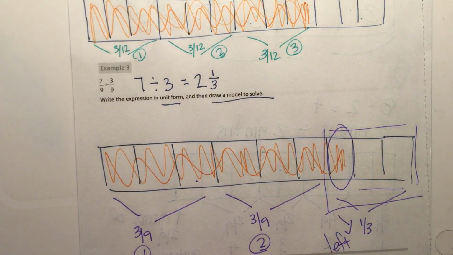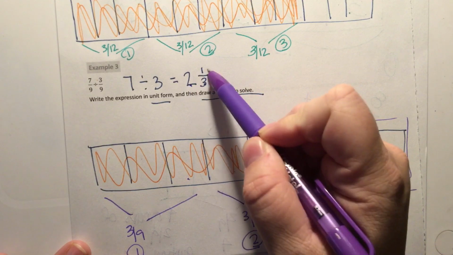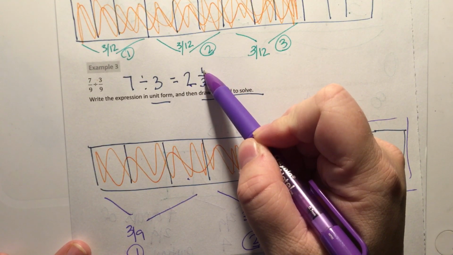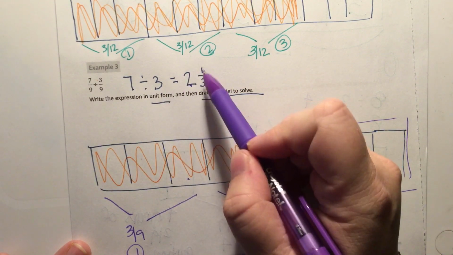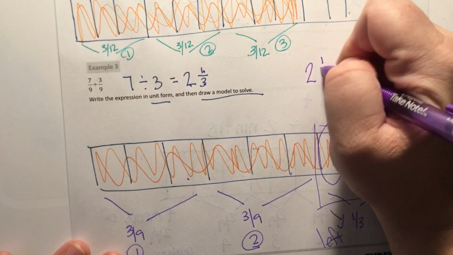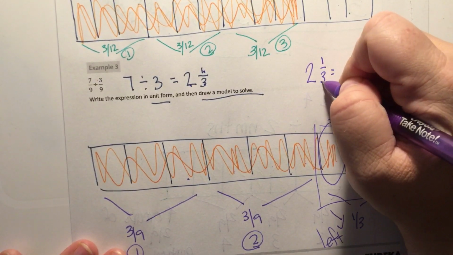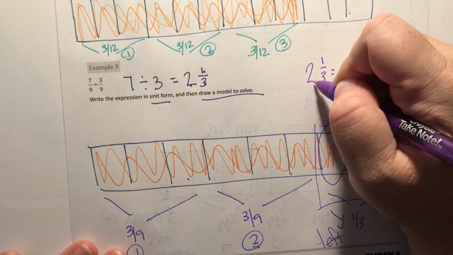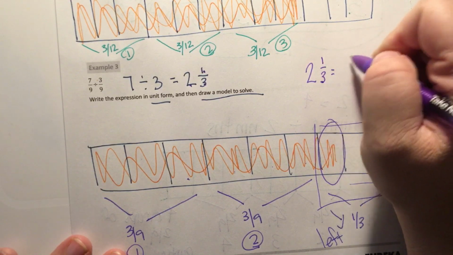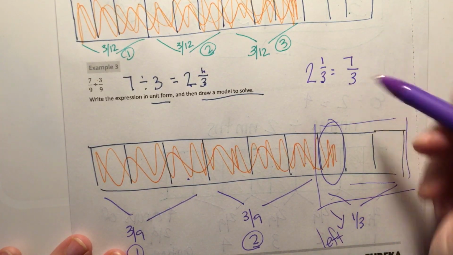We know that 3 times 2 is 6. We know that if we add 1, that gives us 7. 3 times 2 is 6, plus 1 is 7. 7 divided by 3 is 2 1/3. Once again, 2 1/3 is equal to 3 times 2 plus 1 is 7/3. Okay, or 7 divided by 3.